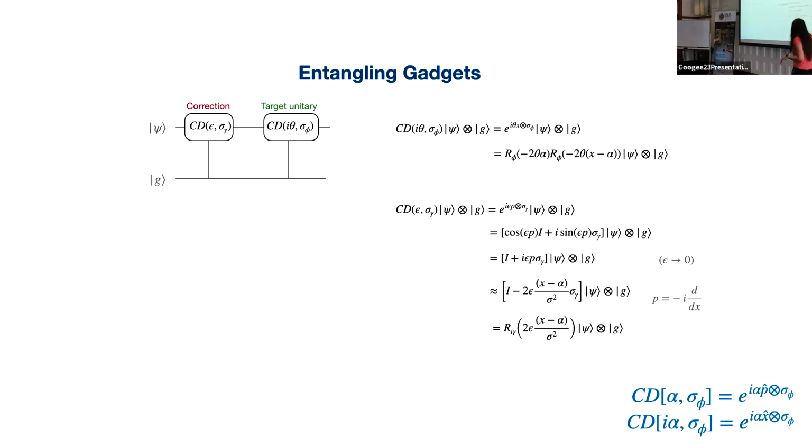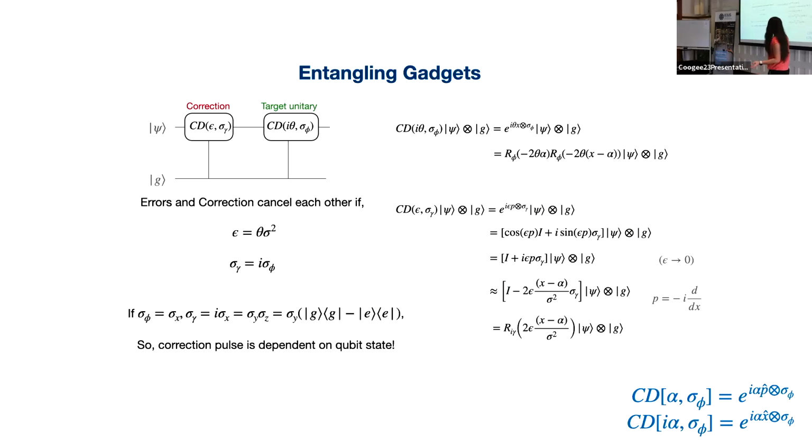We just need to see what exactly should be these values such that I exactly cancel the error over here given by x minus alpha, right? So this error would be exactly canceled if my epsilon is theta sigma square, so for arbitrary sigma, and sigma gamma is I sigma phi. And there basically I use that state dependence on my correction unitary. So if your sigma phi was sigma x, then your sigma gamma will have to be I sigma x, which is basically sigma y sigma z. So a state dependent correction. So this is what my entangling gadget would be.